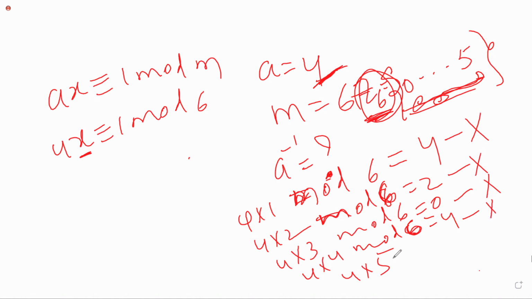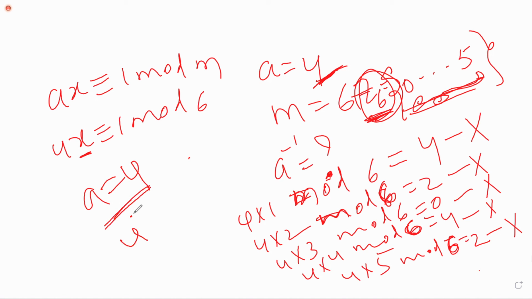Again, not a multiplicative inverse. And 4 into 5 is 20. 20 mod 6 is 2. Again, it is not a multiplicative inverse. It means there is no multiplicative inverse of 4 under mod 6. So for A value 4, there is no multiplicative inverse of 4 under modulo 6.